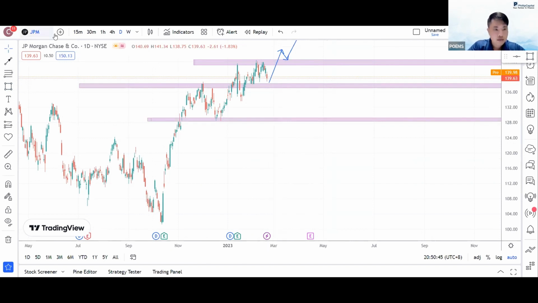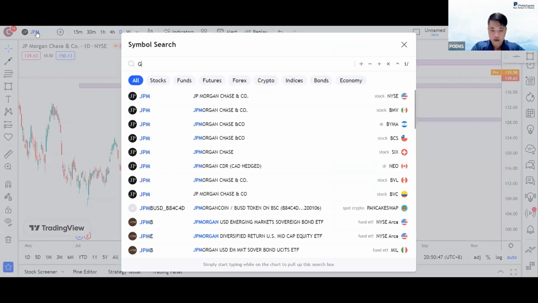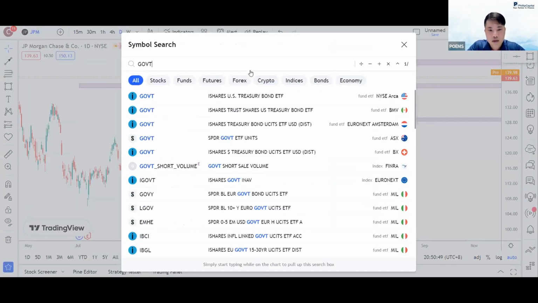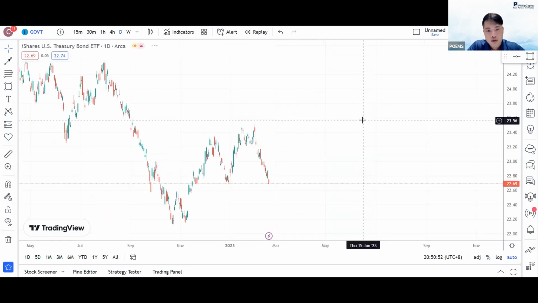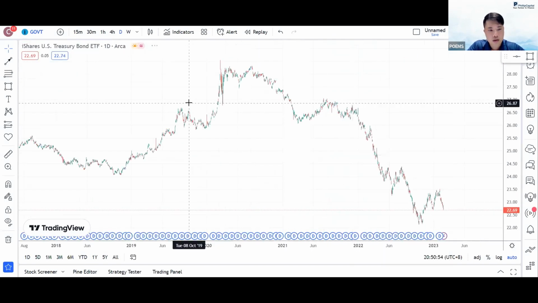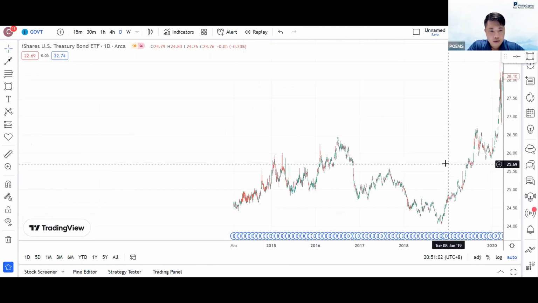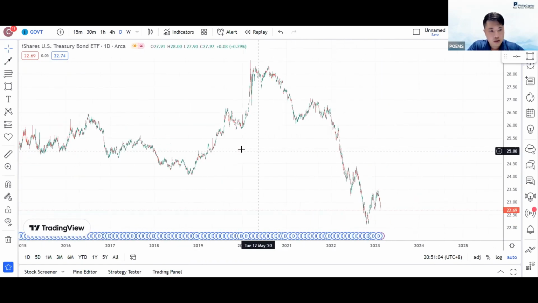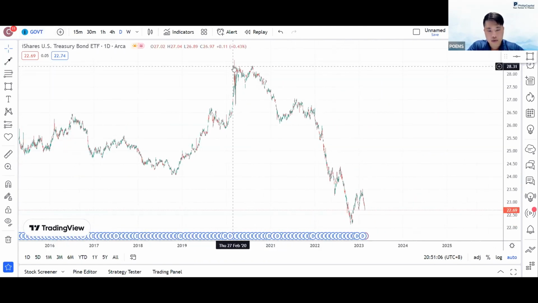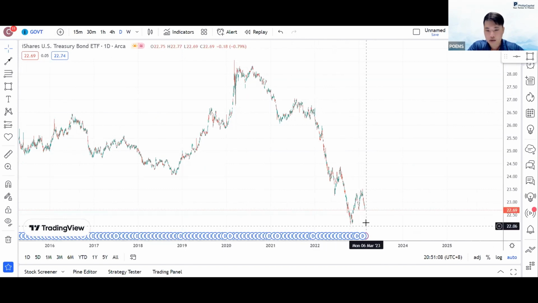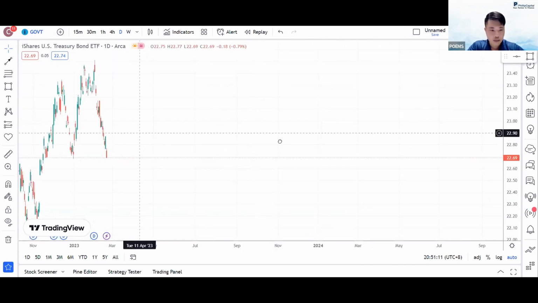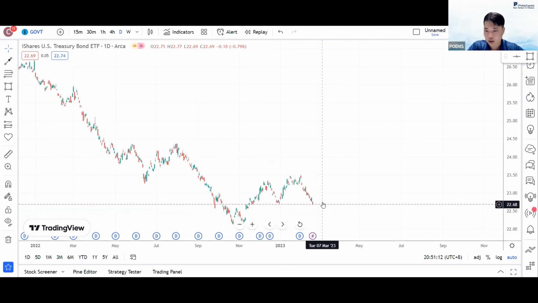GOVT. GOVT should be Treasury bond. Okay. Because right now GOVT is in a strong bearish trend, right? The immediate price level we should be looking at is somewhere around 22.6.